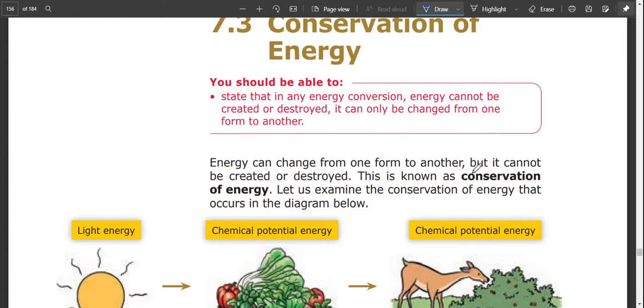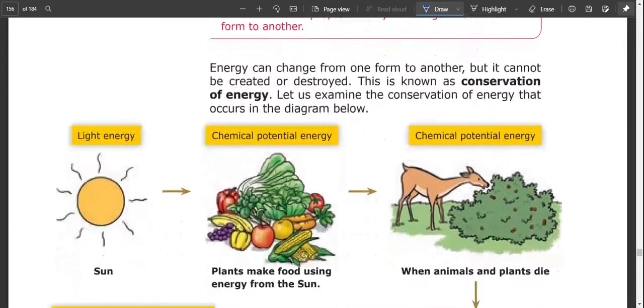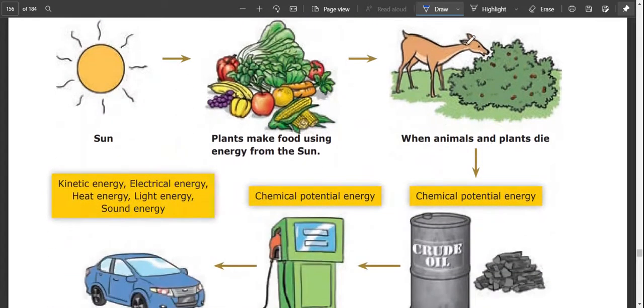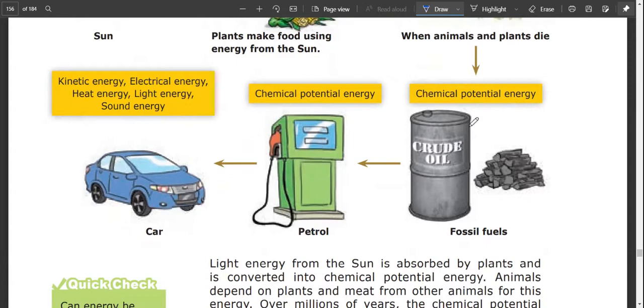So this is known as conservation of energy, which means that whatever you get from the sun, which is light energy, will be used by the plant in photosynthesis to make foods, which become chemical potential energy. These vegetables will be eaten by animals, and animals will store it as their meat, which is also chemical potential energy. And when they are eaten or then die, this chemical potential energy will be stored in their body, and after millions of years they become fossil fuels.